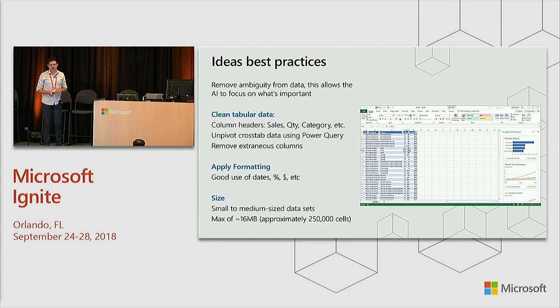You should unpivot any cross-tab data. And you can use a tool we have called, what used to be called Power Query, but is now Get and Transform Data in the product, to unpivot data to get nice, clean tabular data. Remove extraneous columns. So if you have columns like notes or anything that's not relevant to the analysis, remove those, because those are just distractions for the AI. You should apply good formatting. So we follow things like the currency symbols, the percentages, dates, and that feeds into the machine.